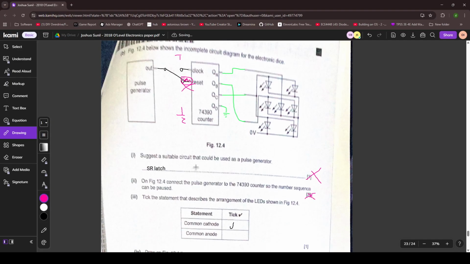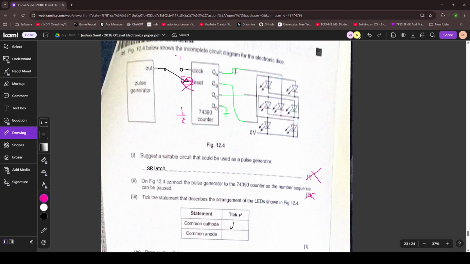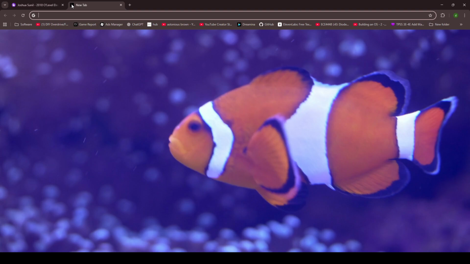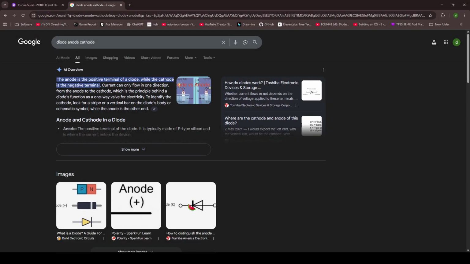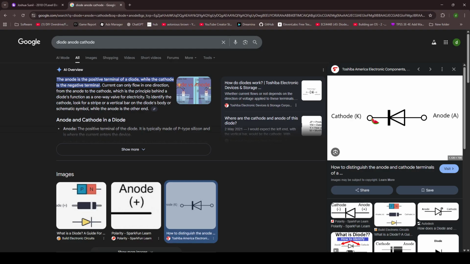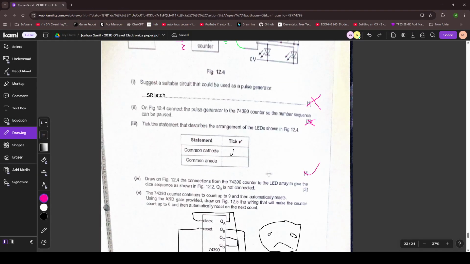Take the statement that describes the arrangement of LEDs shown. Common cathode or common anode. This is all common anode though. Okay, this is all common anode because all the wait. It's all common cathode. You know why? Because all the cathodes are connected together. Yeah. All the cathodes are connected together. So this is right, yeah.